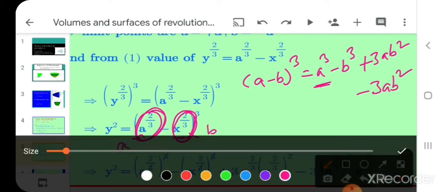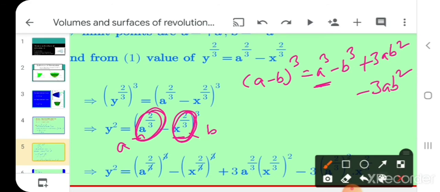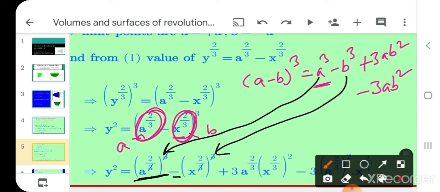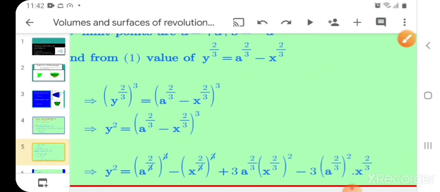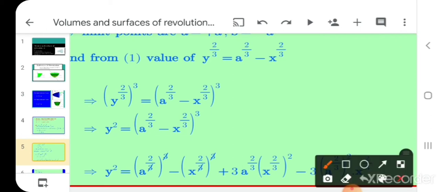What do we write first? a cube. See, first we write a cube. a cube means (a power 2 by 3) whole cube. This is a cube. Next, minus b cube. I write minus, and b cube means (x power 2 by 3) whole cube, plus 3ab square, this is a, this is b square, and 3a square b, minus 3 (a power 2 by 3) whole square x power 2 by 3.